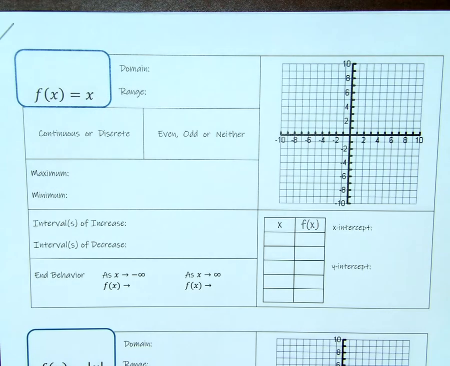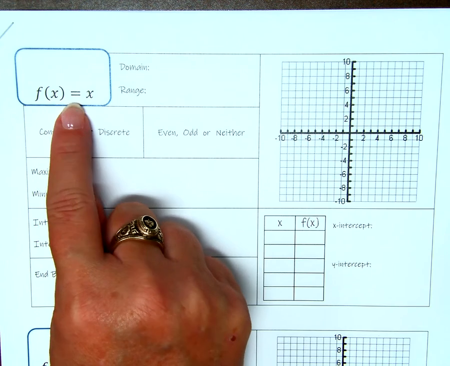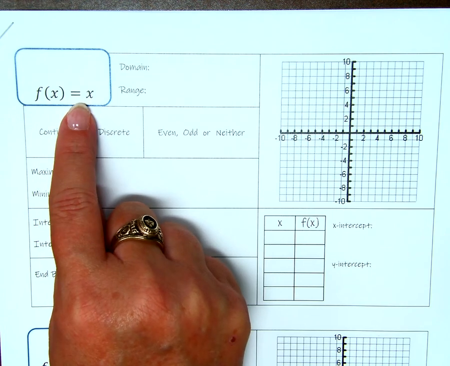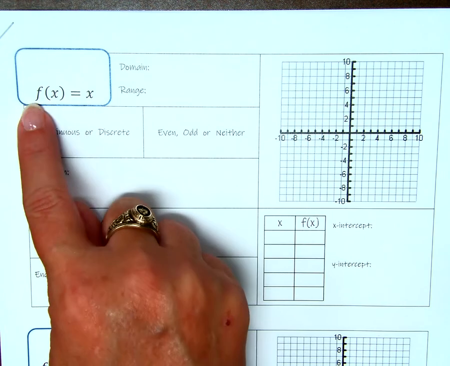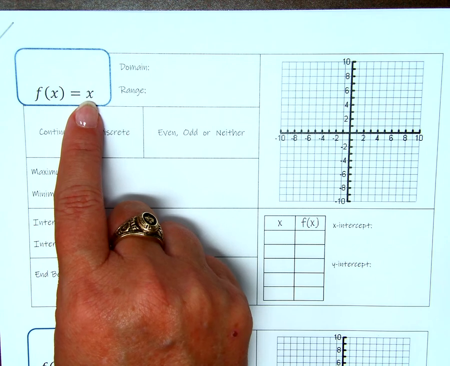F of x equals x. What's f of x the same as, by the way? Do you remember? Y. F of x is the same as y, right? This is just listed in function notation. Y would just be an equation, right? Y equals x is just an equation. This is telling you specifically this is in function notation.